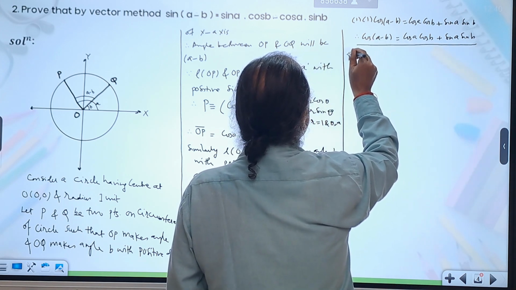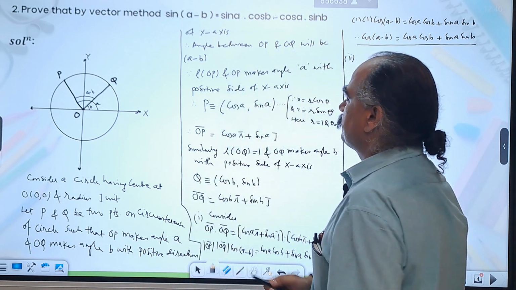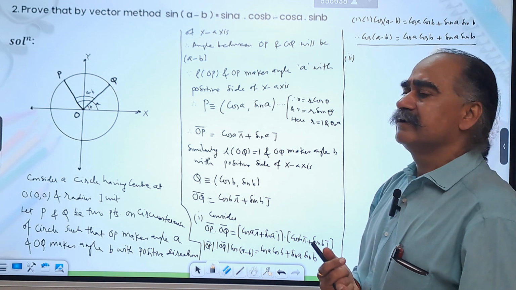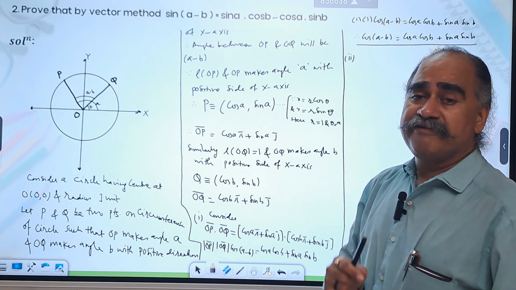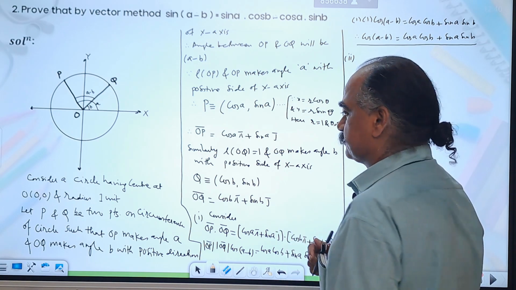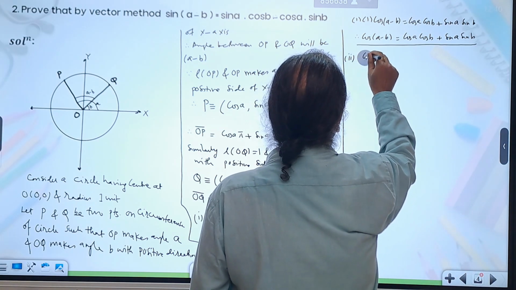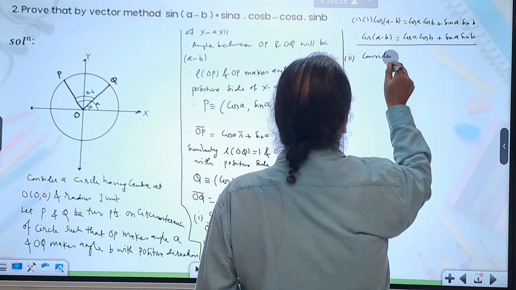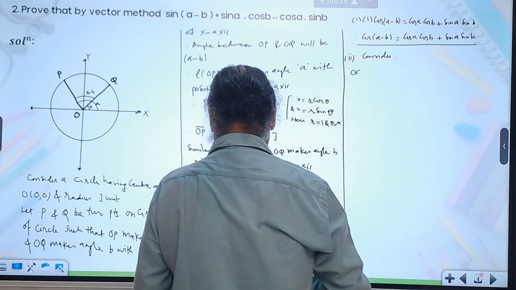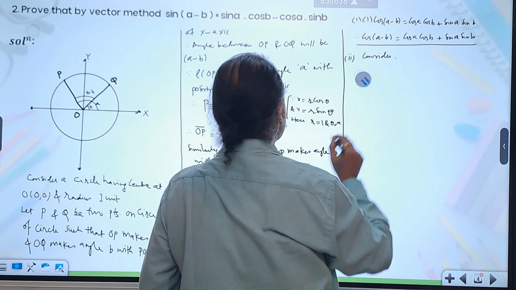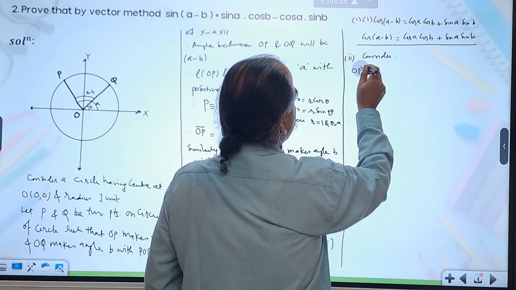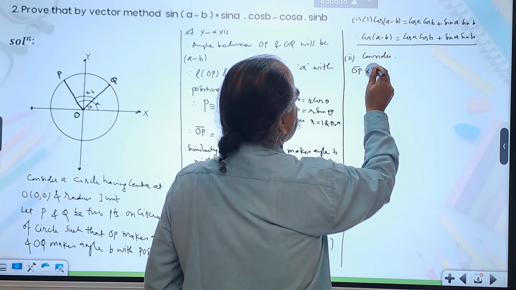So second part is what? We'll prove this. Sin A minus B, sin A cos B minus cos A sin B. To get sin, we need cross product. As we took dot product, now we'll take cross product. So consider OP bar cross OQ bar.